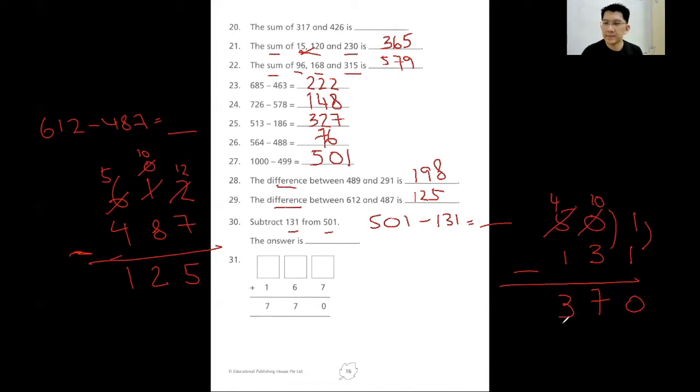Okay, so that is the answer. The answer to subtract 131 from 501 is 370. 370, that is the answer. I'm going to write it down again so that it is very clear. 370.